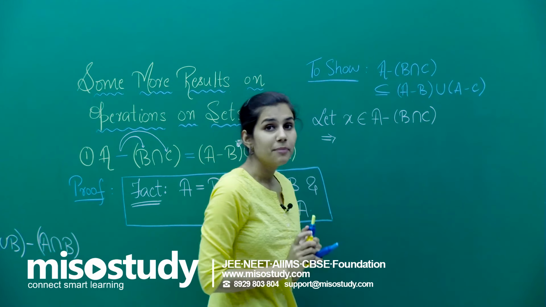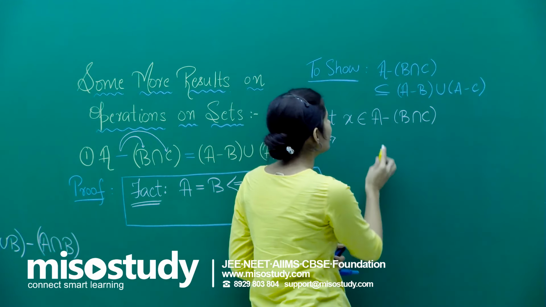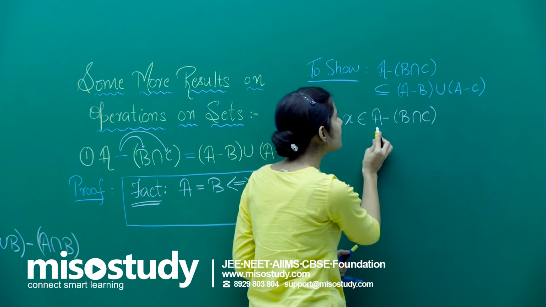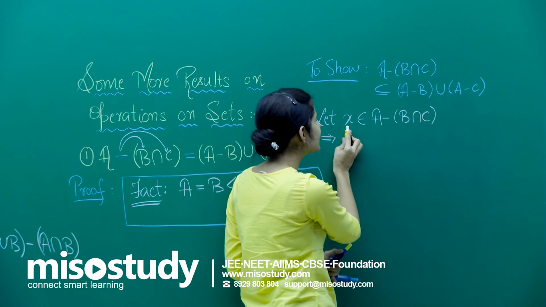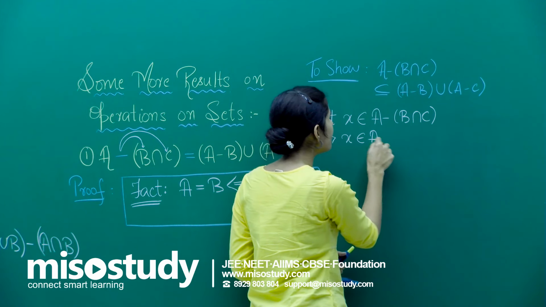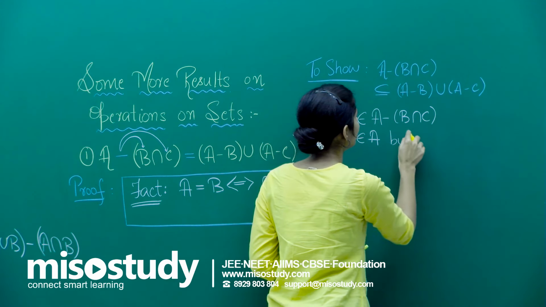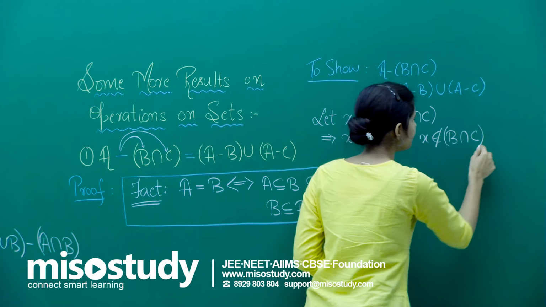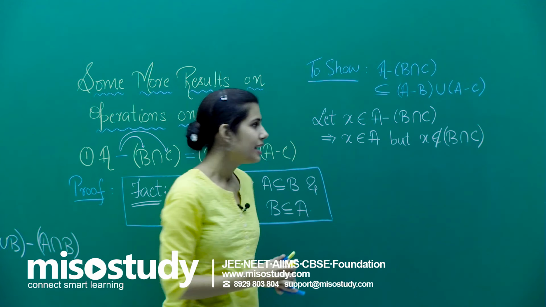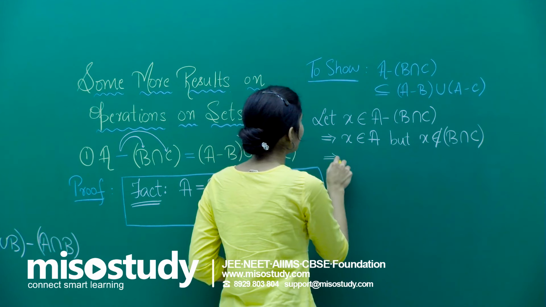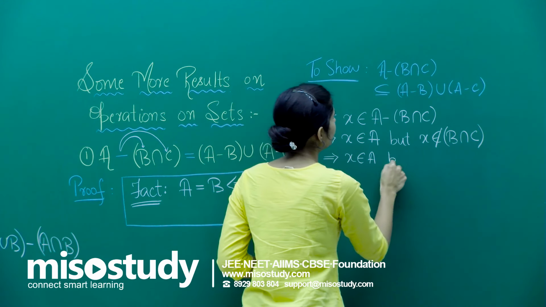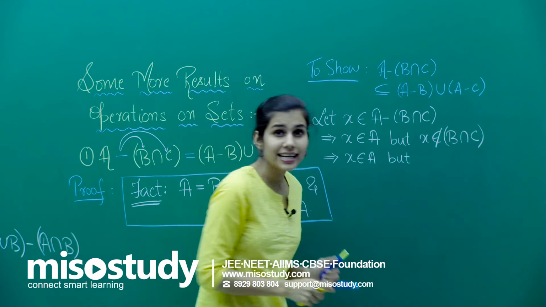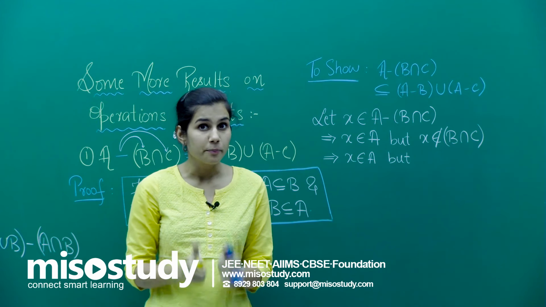X belongs to A minus B intersection C. We know that A minus some set means this bracketed set is being removed from A, and therefore X is an element which definitely is a member of A, but it is definitely not a member of B intersection C because this portion is removed. Now X belongs to A, but X does not belong to B intersection C, which means X is not a common element of B and C.